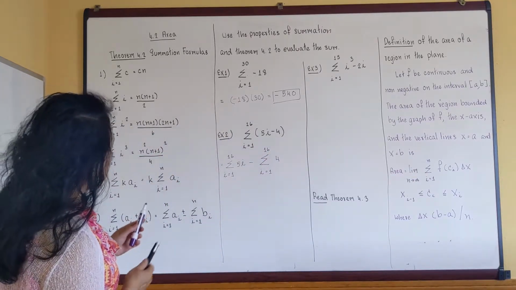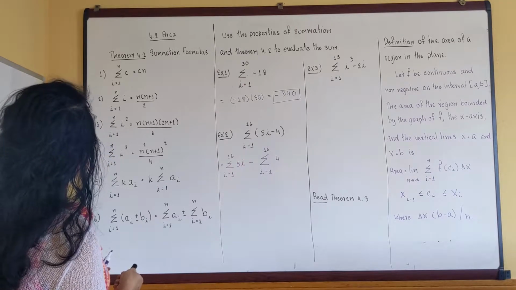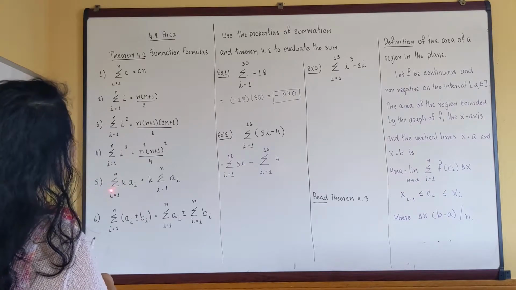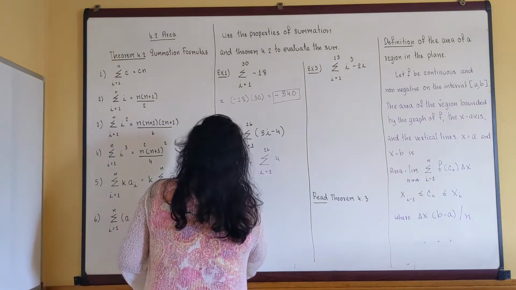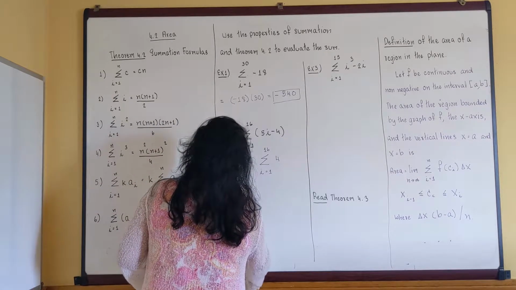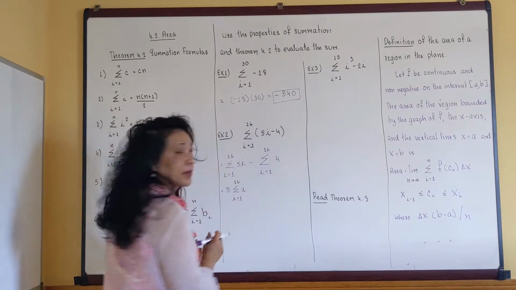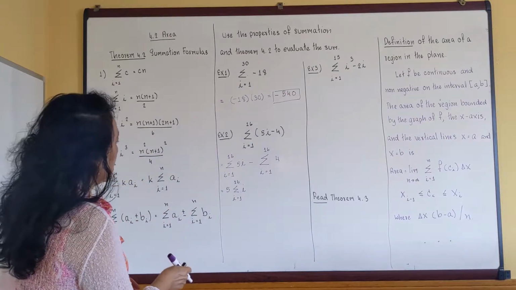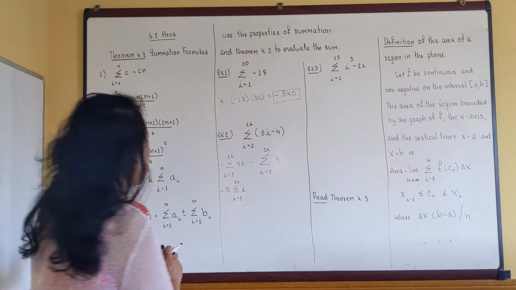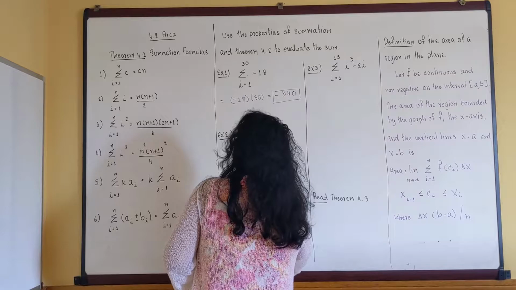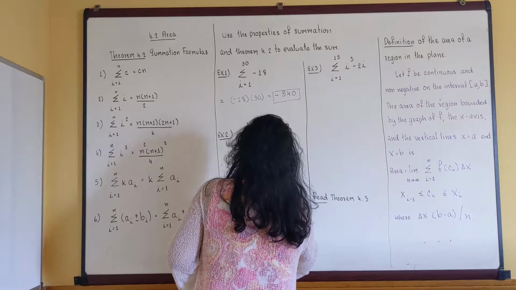For the first term, 5 is a constant, so I'm going to bring it out. This is property number 5: I can bring out the constant. So I'm going to have 5 times sigma, i from 1 to 16, of i. The second term is sigma, i from 1 to 16, of the number 4, so I'm going to apply the first formula. C is 4 and n is 16.